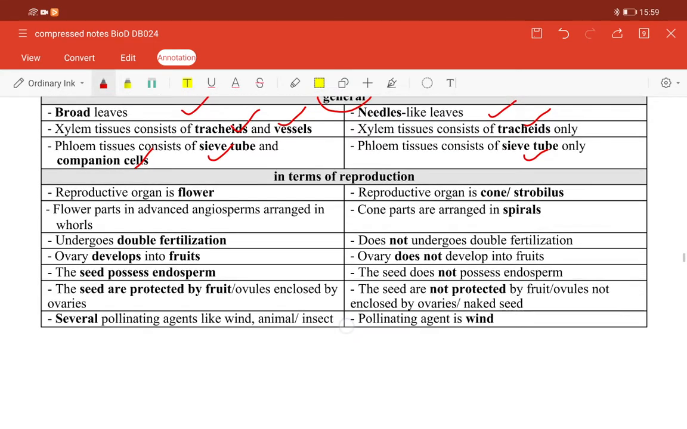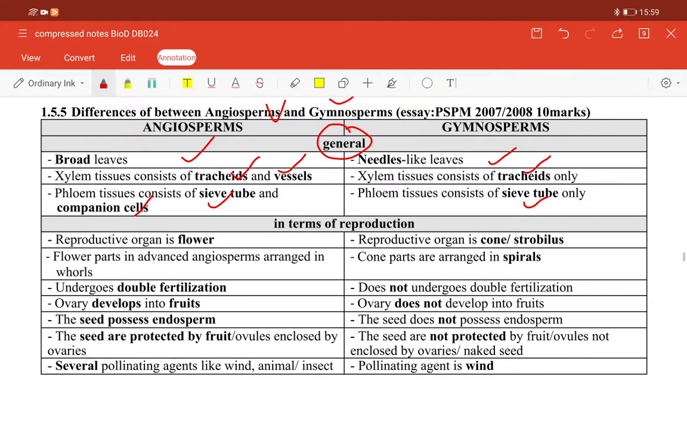While in terms of the reproduction, untuk Angiosperm, dia melibatkan flower, yang ini melibatkan cone, Gymnosperm. So, flower parts in Angiosperm are arranged in whorls. Maksudnya satu kitaran, bulatan macam tu. Okay, dia tersusun ikut kitaran macam tu lah. Okay, so contoh macam ni lah. So, this is one whorl. Okay. So, cone parts are arranged in spirals. Okay, so kalau kamu tengok susunan dia pun lebih kurang spiral macam tu lah.